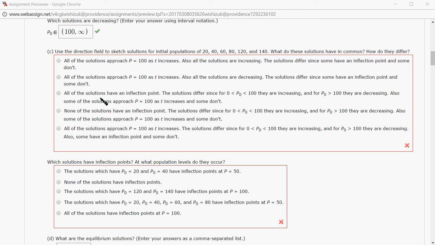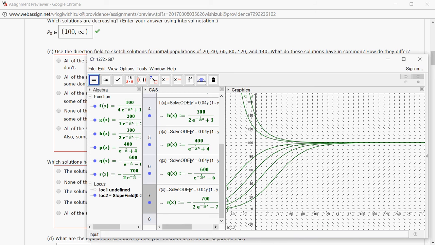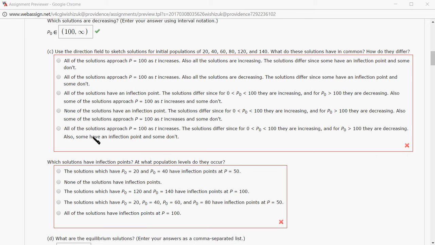All of these solutions approach P equals 100 as t increases. Also, all the solutions are increasing? That's not the case. You can see that some of them are actually decreasing. So that's the first one. All solutions approach P equals 100 as t increases. All solutions are decreasing. That's not true.